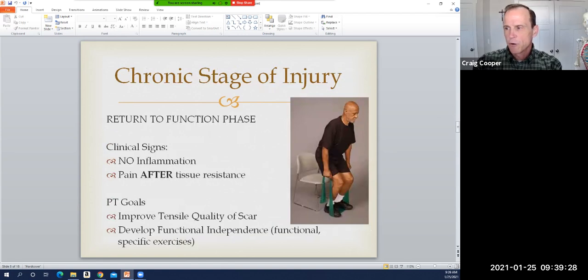Once we get to our chronic phase, where we can put a little bit of stretch through the tissue before the person actually has pain, so that's the pain after tissue resistance, then we can get more aggressive with trying to break up any kind of adhesions, trying to move into larger arcs of motion, more of our concentrics and our eccentric motions than just isometrics and stabilizations.